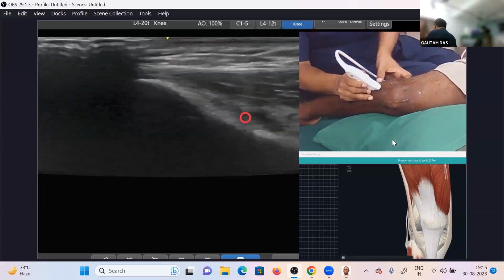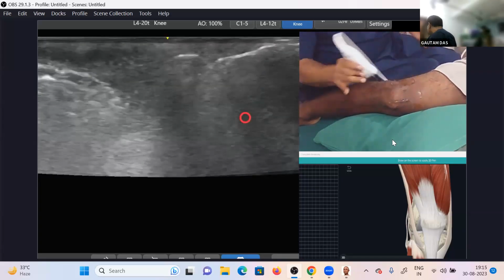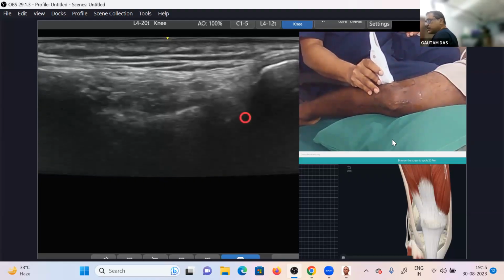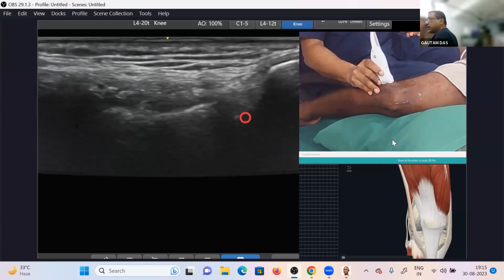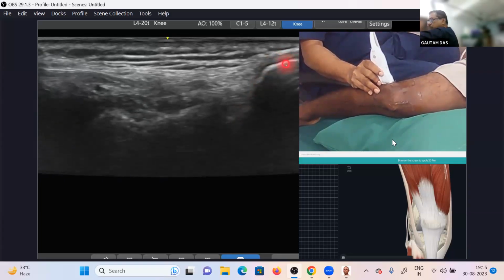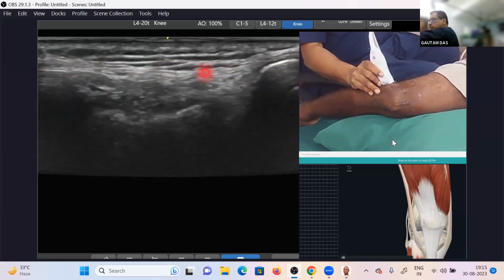I'm holding the probe, changing the orientation a little bit. Okay, so you just hold the probe when you are seeing the lateral collateral ligament. You can see the very nice lateral collateral ligament. From this side is your fibular head. This white hyperechoic structure is your ligament.